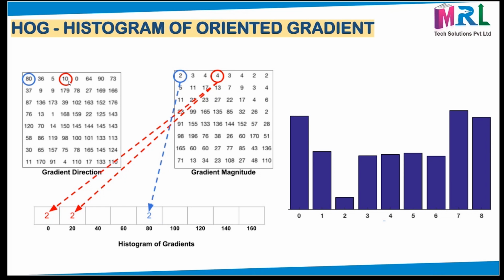And if you come to this 10, 10 is the angle and 4 is the magnitude. Where is the 10? 10 here is in 0 to 20. So the angle is 10. Since it is 10, it is divided by 2. The 4 will be divided by 2 and it is placed as 2, 2. So like that, these two arrays are mapped to form a histogram.